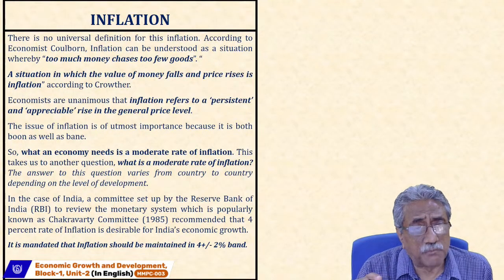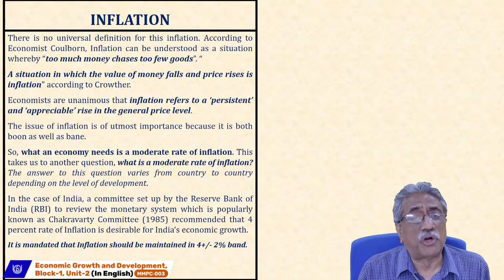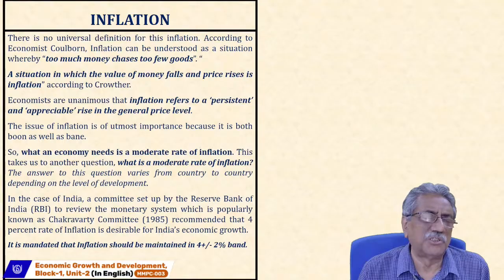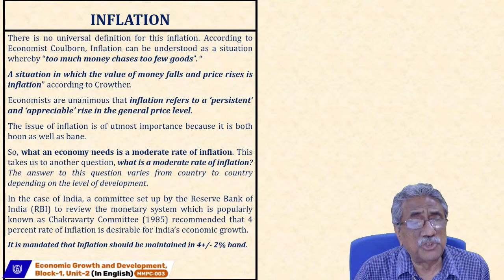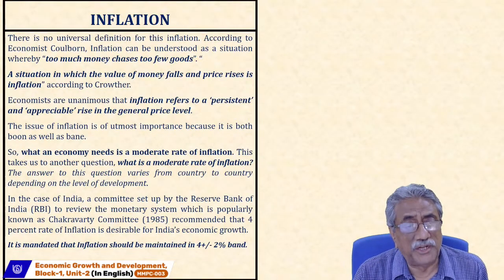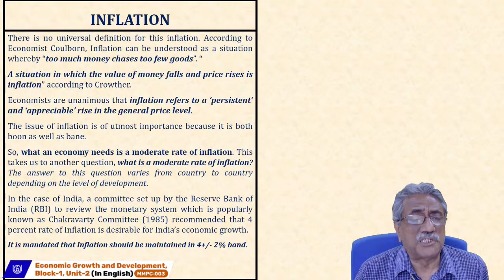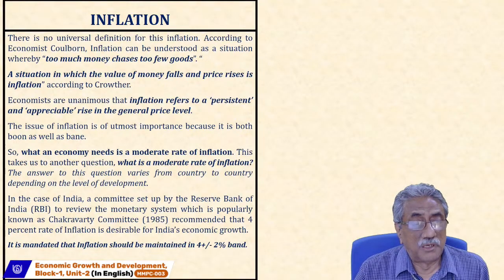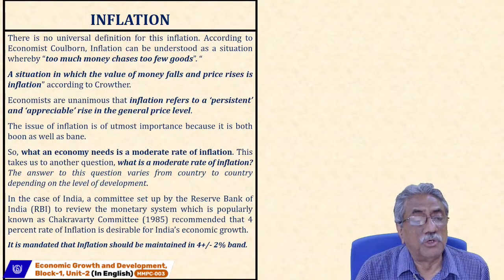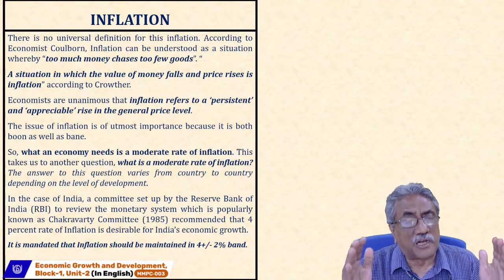The issue of inflation is of utmost importance because it is both boon and bane. What an economy needs is a moderate rate of inflation. Now, the obvious question is, what is moderate? The answer to this question varies from country to country depending on their level of development. If I come to India, the Chakraborty Committee in 1985 recommended that 4% inflation is acceptable and desirable for India's economic growth. And now, as I talk to you, the RBI mandate is to maintain inflation at 4% plus minus 2%. That means the corridor is 2% to 6%.